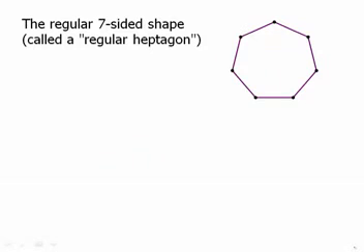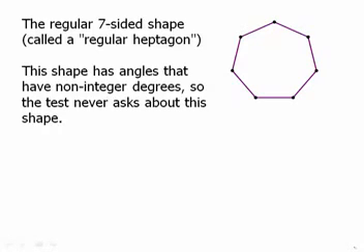Now a 7-sided shape, we haven't really talked about these. So technically a 7-sided shape is called a regular heptagon. The reason that we haven't talked about this is that it turns out this shape has angles that are non-integer degrees. So the math involving this shape is kind of ugly, and as it happens, because of that, the test just never asks about it. So that's why you don't need to worry about heptagons at all. They never show up on the test.